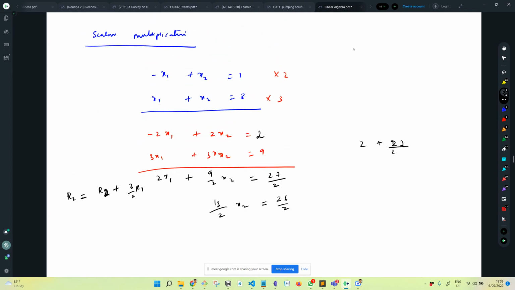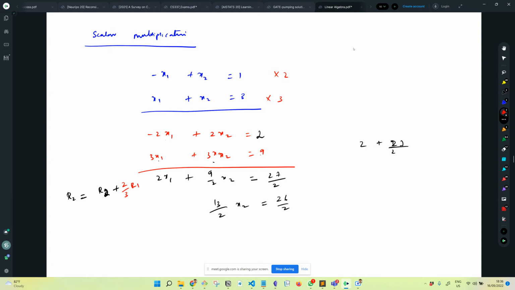So if I multiply this with 2, I'll get minus 2x1 plus 2x2 equals 2. When I multiply this with 3, I get 3x1 plus 3x2 equals 9. Now if I add these two together, right, here is the mistake. 3x1 minus 2x1. Okay, I'm adding 3 by 2 R1. So when I add 3 by 2 R1, oh, yeah. The mistake is this should be 2 by 3 R1. Do you see the mistake? It should be 2 by 3 R1. Then this 3 and this 3 will get cancelled. I'll get 2 here, right?